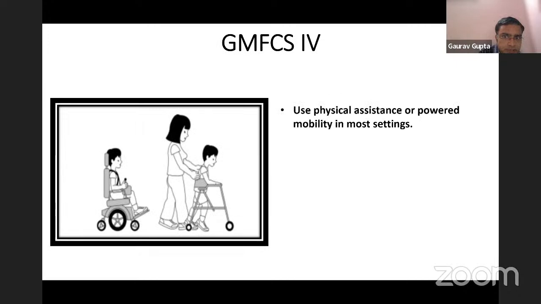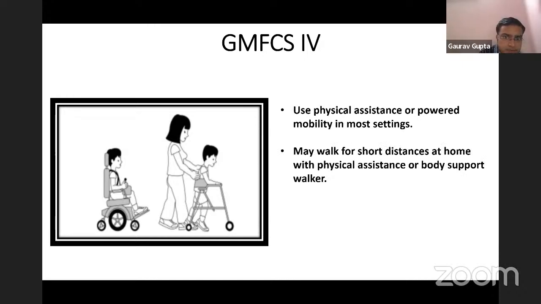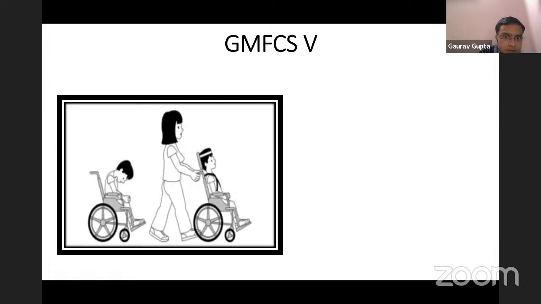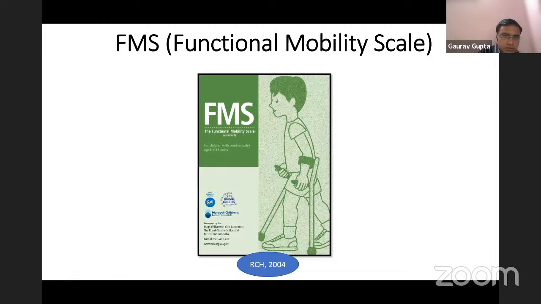GMFCS 4, where the child uses physical assistance in almost all regions or powered mobility. He may walk for short distances at home with physical assistance or a body support walker, and uses a manual wheelchair or powered mobility in school and community. And finally, GMFCS 5, where the child is transported in a manual wheelchair in all settings, and is limited in the ability to maintain anti-gravity head and trunk postures. So their head and neck control is also absent. So this was GMFCS.